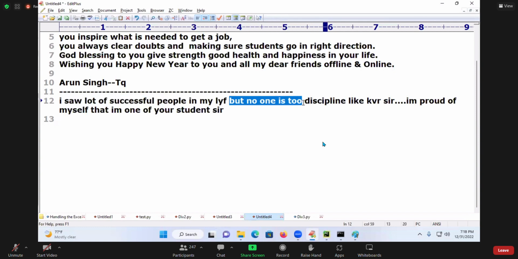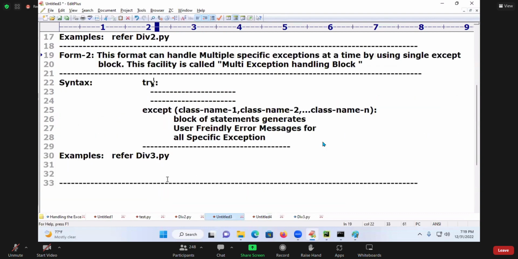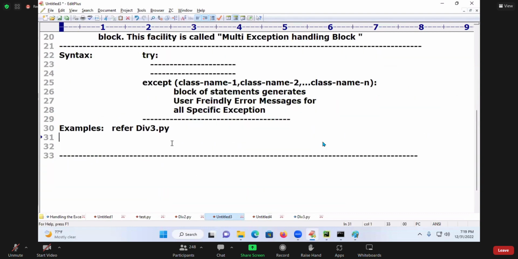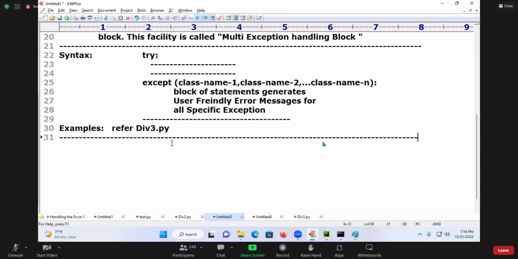So all my students, because of my students, I am able to take this many years of journey in these things, right? So the student is called Vaibhav. So the student name is Vaibhav. So lots of successful people in my life, but so disciplined, I am proud of myself that he is your student.